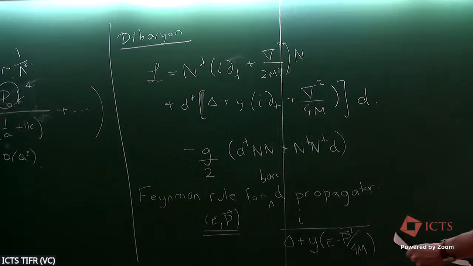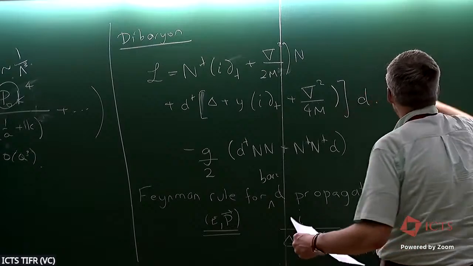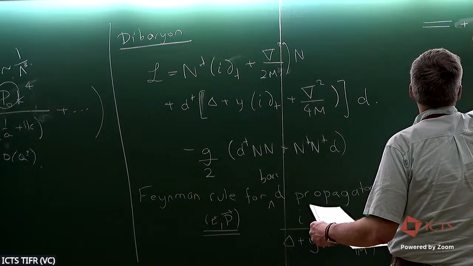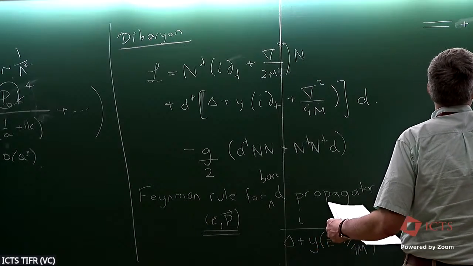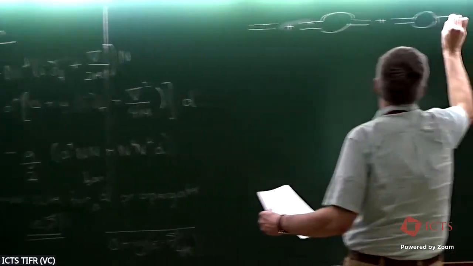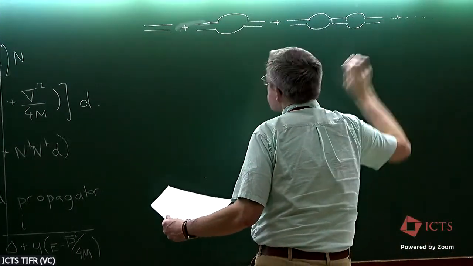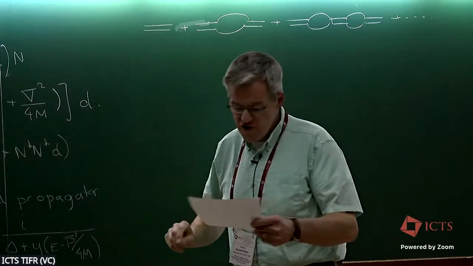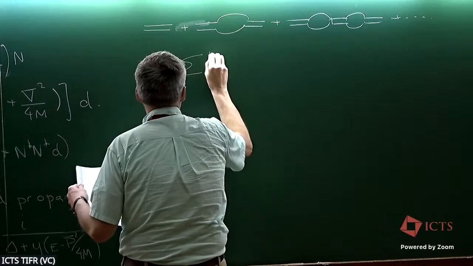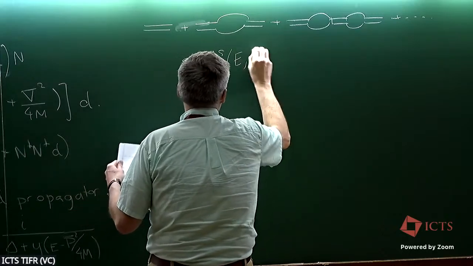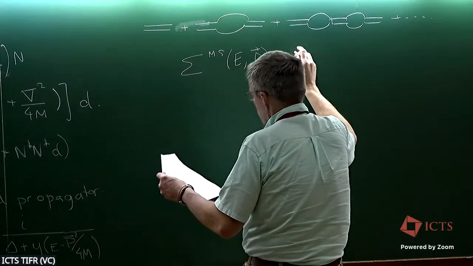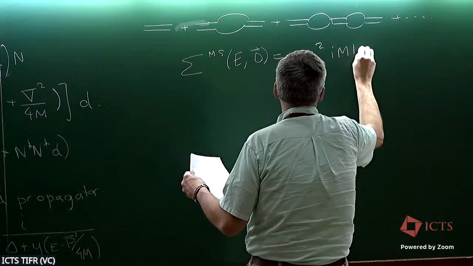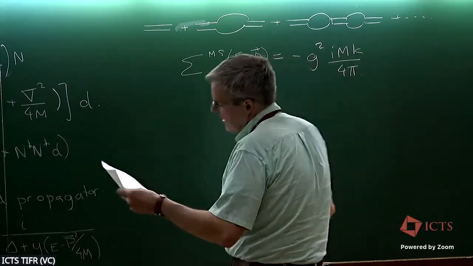Remember the way we did this yesterday was we said we were going to take this propagator and solve the Dyson equation. But nothing about the calculation of this self-energy has changed. So it's still true that the self-energy, for example, in MS as a function of E is minus G squared times i M K over 4 pi. We did that calculation yesterday.